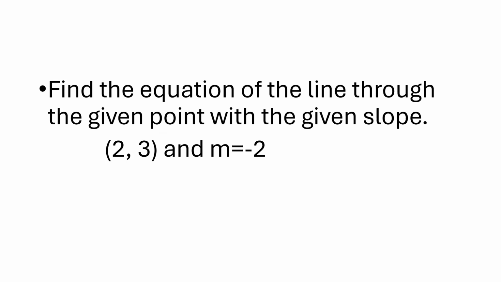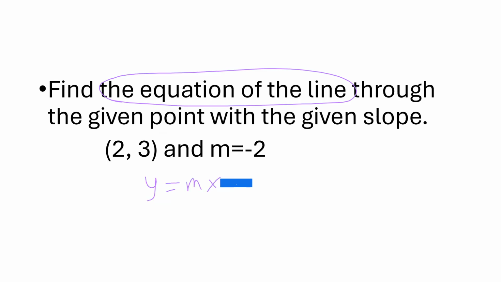Find the equation of the line through the given points with the given slope. So here, I'm supposed to find the equation of a line. I'm given a point, and then I'm given a slope. Now, the equation of a line should always look like that, mx plus b. My m is the slope, so I'm going to replace that. Negative 2x plus b. Wow.